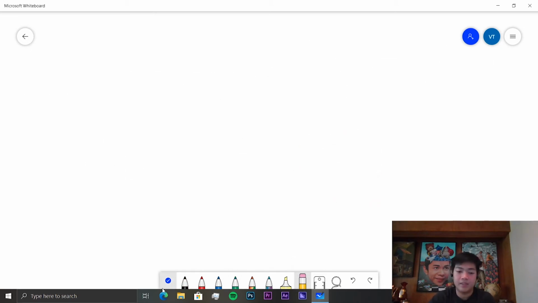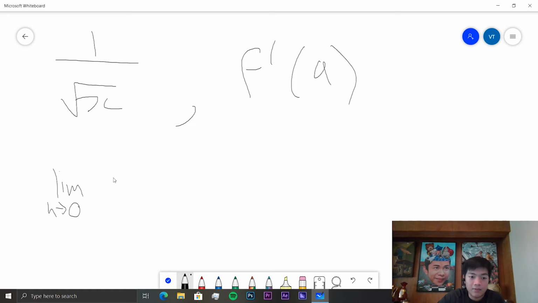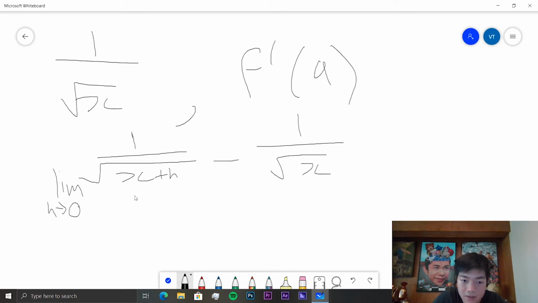Okay, now on to the next one. So we have 1 over the square root of x, and we need to find the derivative, f prime, at x equals 9. So let's find it. Limit as h tends to 0 of 1 over the square root of x plus h minus 1 over the square root of x, all over h.